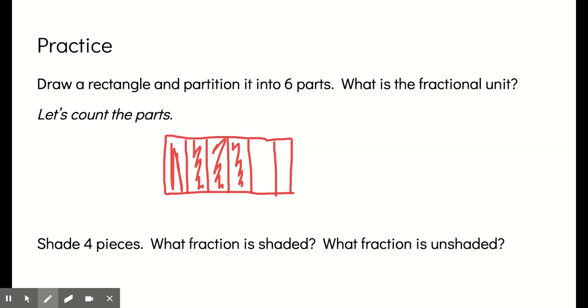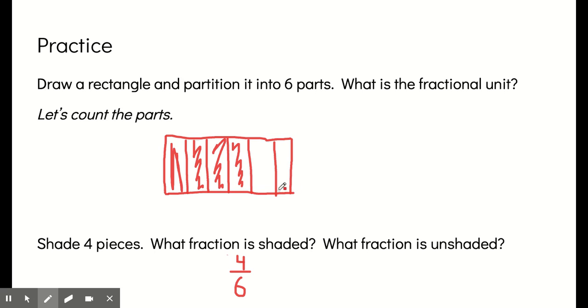Now the question is, what fraction is shaded? Well, since the fractional unit is sixths, that means the size of each piece is 1/6. So I'll count by 1/6. 1/6, 2/6, 3/6, 4/6. 4/6 is shaded. Put my 4 in my numerator and the 6 in my denominator. 4 are colored in, 6 pieces in one whole.